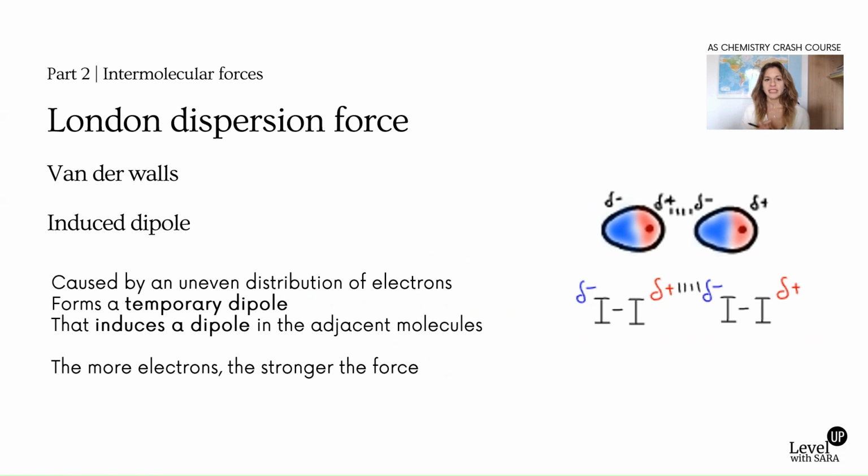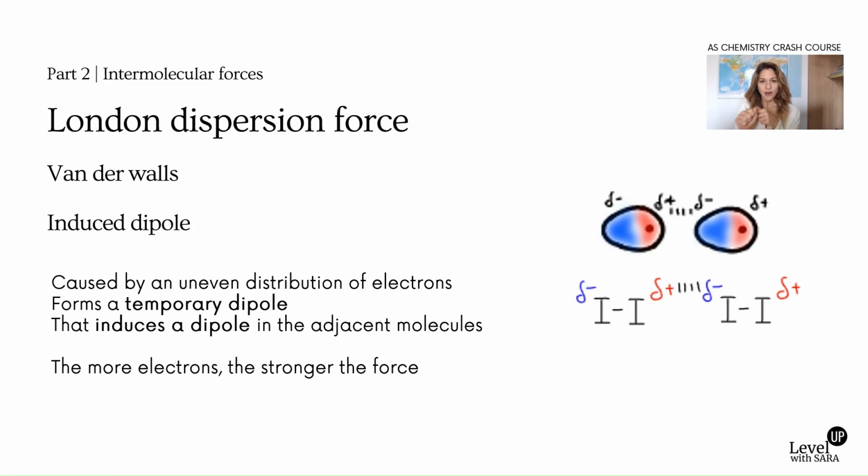The first force to talk about is London dispersion force. It's also called van der Waals or induced dipole. So it arises because of an uneven distribution of electrons. Let's think about what that means before we go further. So as I said, imagine electrons as a cloud around the molecule, and this cloud is constantly moving. Okay. At one point in time, all of these electrons will be on one side of the molecule. So electrons are negative. So this uneven distribution causes one part of the molecule to be more negative and the other one to be more positive.